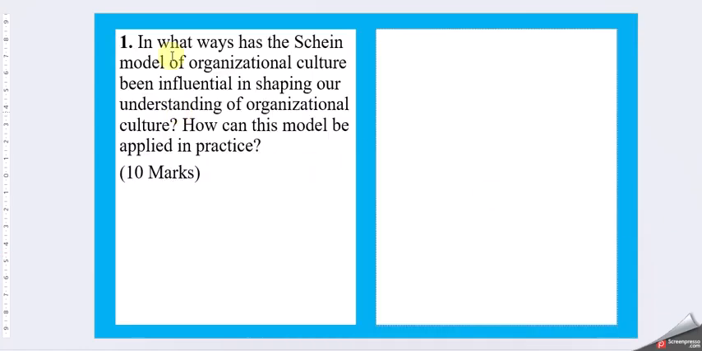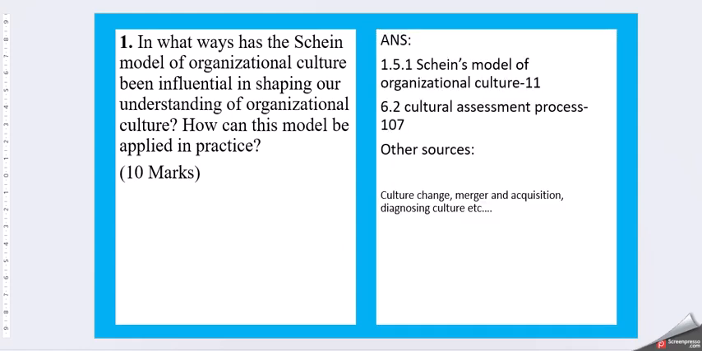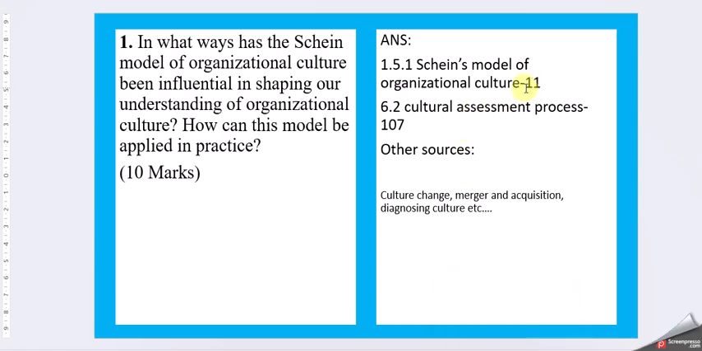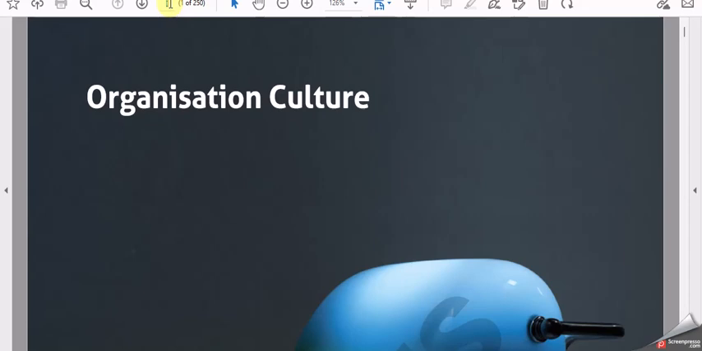Here, the first question: in what ways has the SHINE model of organizational culture been influential in shaping our understanding of organizational culture? How can this model be applied in practice? Okay, we find the model details in chapter 1, organizational culture, then cultural assessment process. We'll go through chapter 1, page 11.